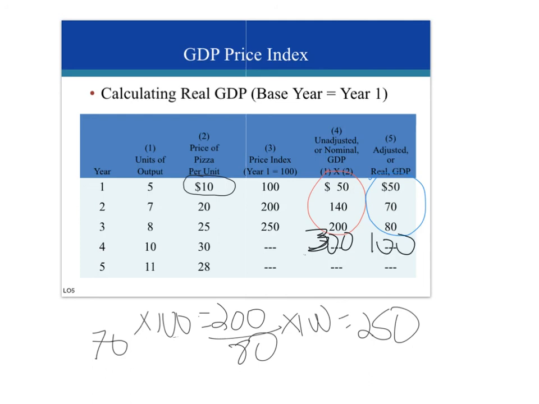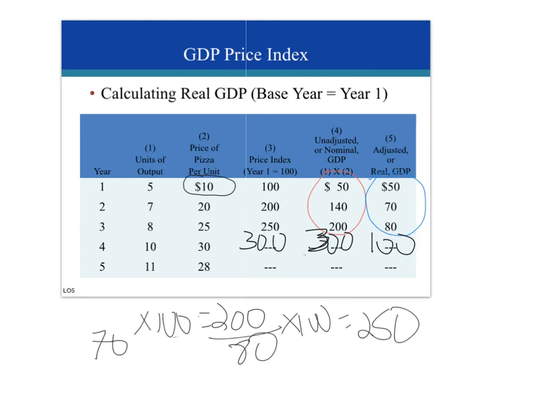All right, so number 4 divided by number 5 times 100. That's 300 divided by 100. Gives us 3 times 100. So the index will be 300. All right, and let's do year 5.